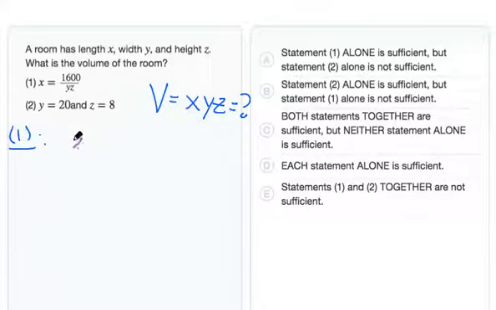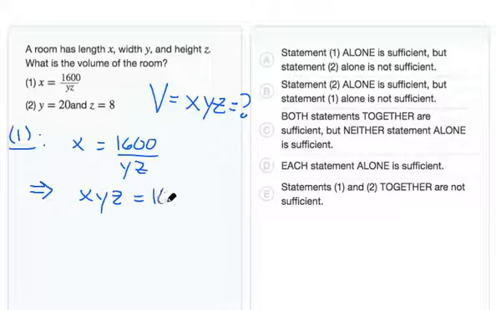We're given x is equal to 1600 over yz. So if we go ahead and clear fractions, we can multiply both sides by yz, and we end up with xyz is equal to 1600. Now xyz is the exact same as our formula for volume. So our volume is 1600 equals v.